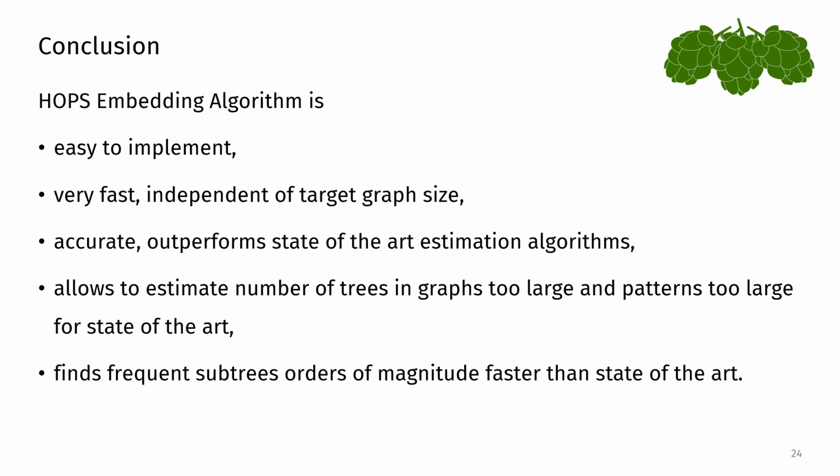In conclusion, I hope I could convince you that the HOPS embedding algorithm is fairly easy to implement, very fast, and most importantly, independent of the target graph size. It is accurate and outperforms the state-of-the-art estimation algorithms, and it allows to estimate the number of trees in cases where either the graph or the pattern tree is too large for the state-of-the-art to produce any result within a reasonable amount of time. Moreover, it allows to find frequent subtrees orders of magnitude faster than the state-of-the-art.